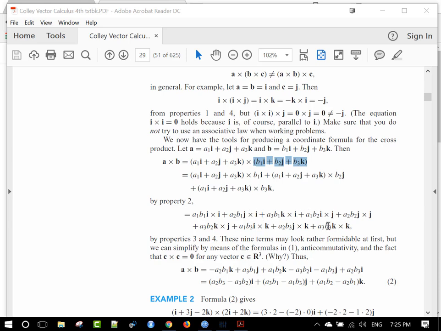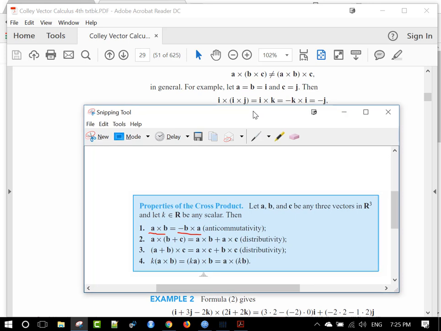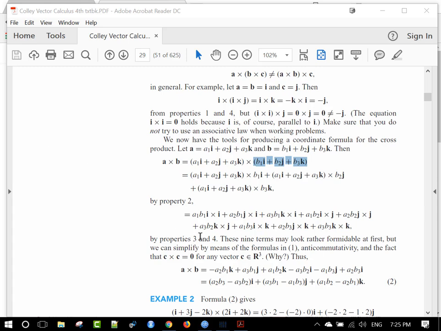Okay, now what can we do? We can use the property that, well actually it's not here, but we know that any vector cross itself has to be 0 because the angle is going to be 0, and so the sine of the angle is going to be 0. So any vector crossed with itself is going to be 0. So this is going to be 0. And this is going to be 0, J cross J, and K cross K is going to be 0. So we can drop those. They do that here, and so this is what we're left with.